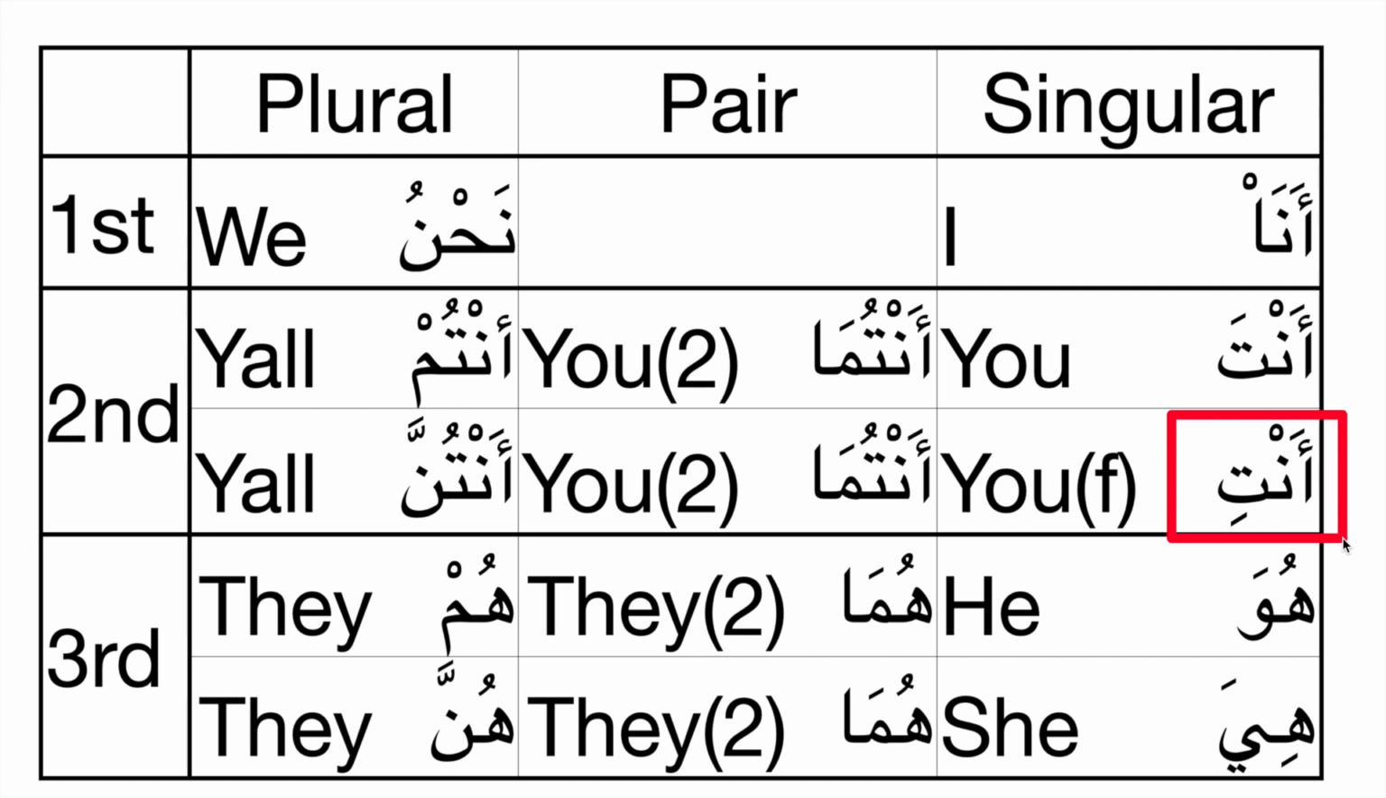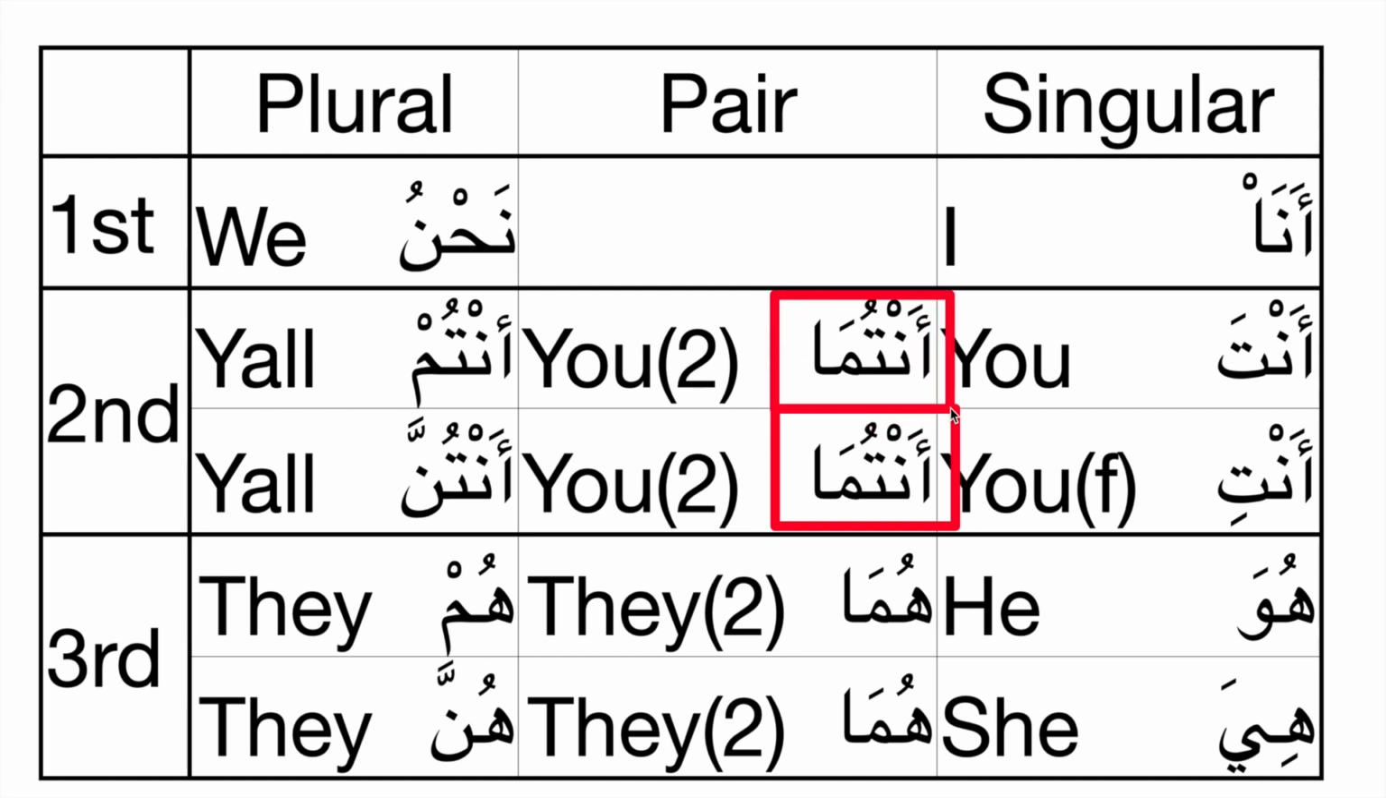We've seen anti as well, right? Anti is the feminine version of anta, right? So we won't spend too much time on that because we've already done it. Here we have antuma. Oh, this looks familiar. Antuma is the same word, masculine and feminine. So when you're speaking about two people, regardless of the gender, you'll say antuma. So that's kind of nice because you don't have to memorize an extra word.